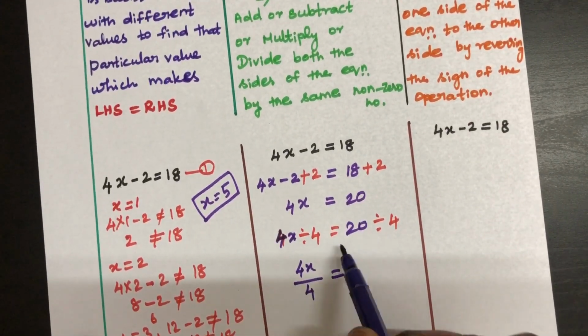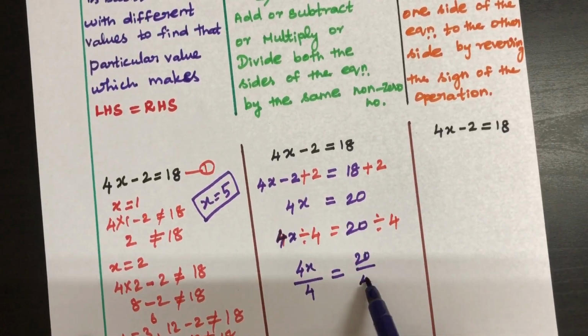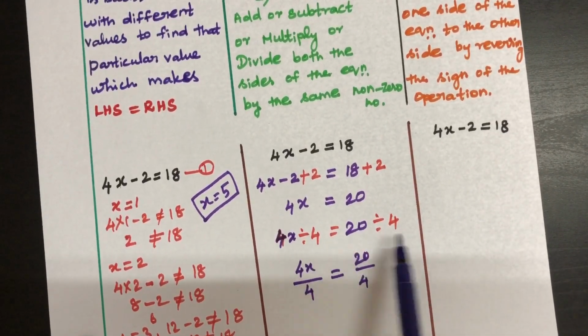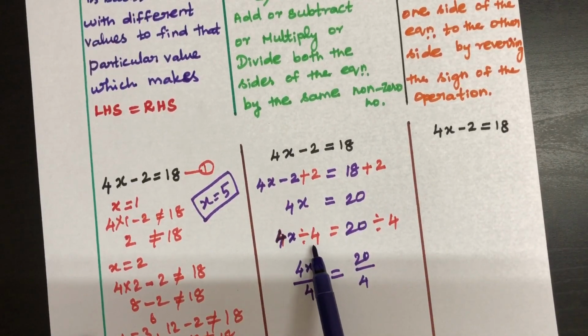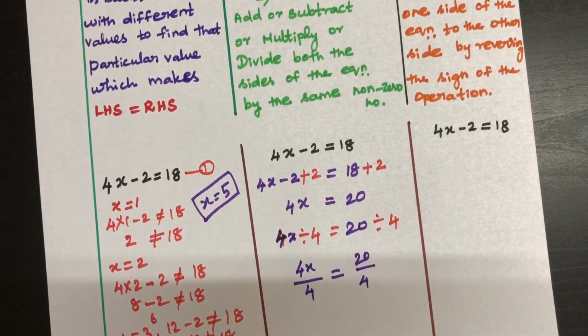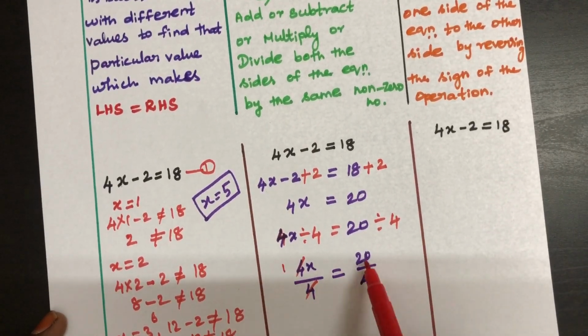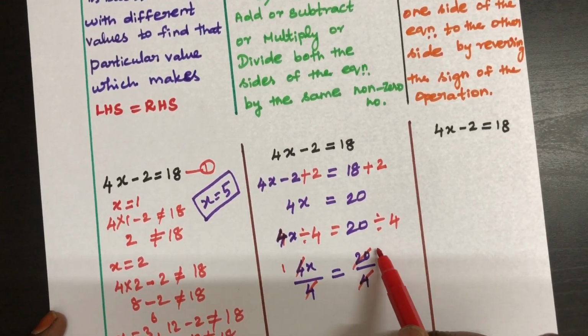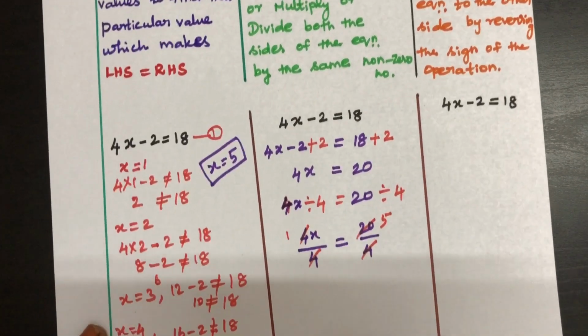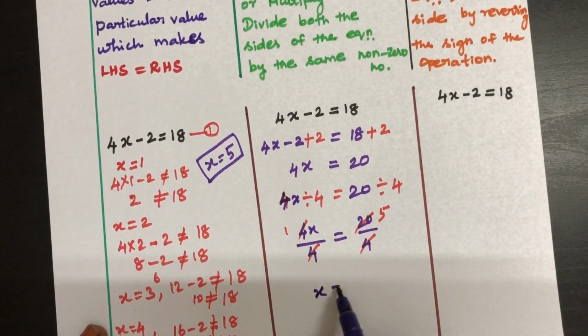This is equal to 20 by 4. We are dividing. Whatever I am doing to the left hand side, I am doing the same to the right hand side. So always keep it in mind. Now 4 and 4 get cancelled, leaving 1. Now if we divide 20 by 4, we will get 5. So ultimately we got our answer as x equal to 5.